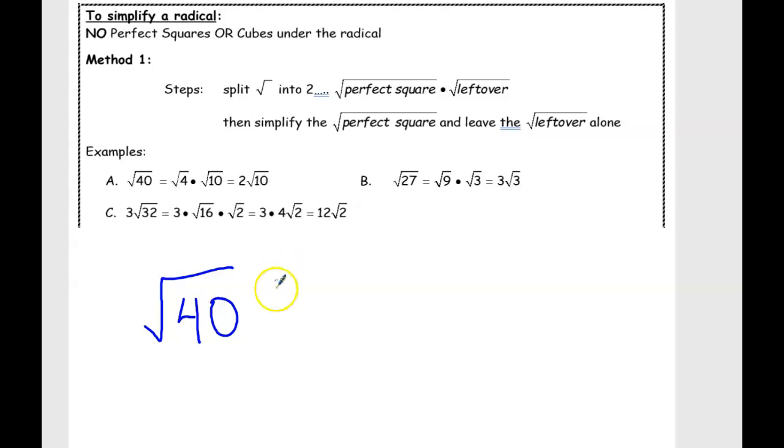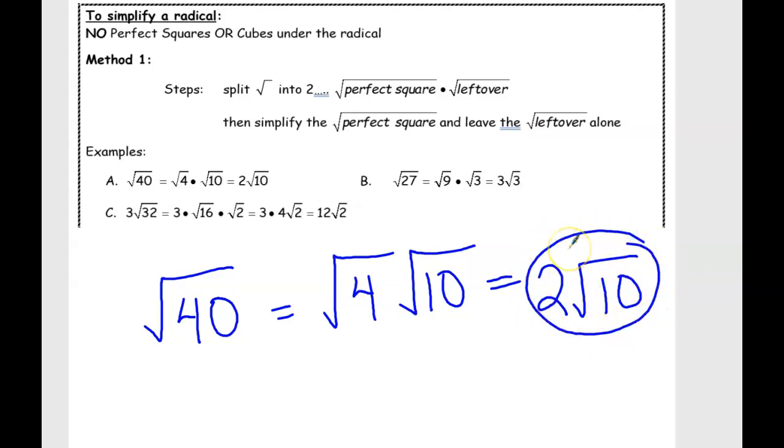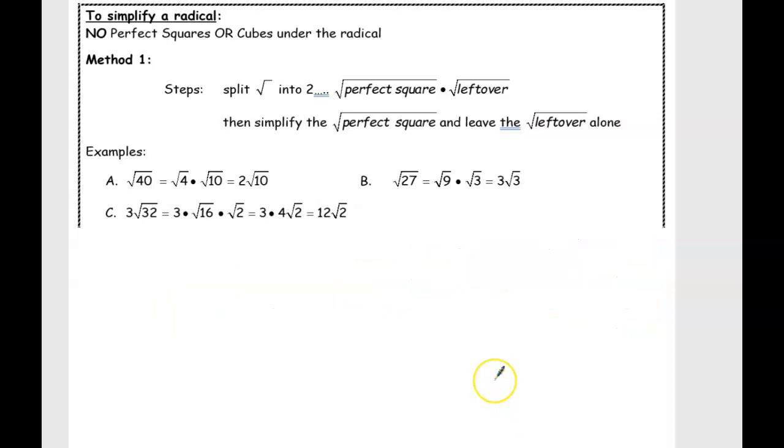Now I can split 40 into the square root of 4 times the square root of 10, because 4 is the largest perfect square factor. So I can then take the square root of 4 and I get 2, and then 2 radical 10 would be my solution. This method is good if you know your perfect squares and know your factoring.